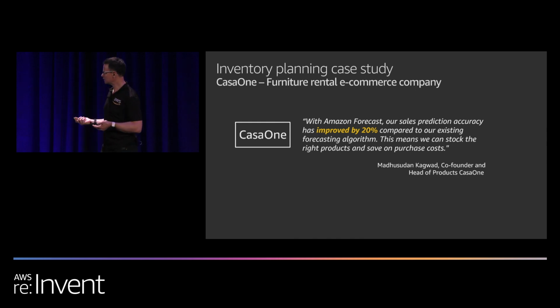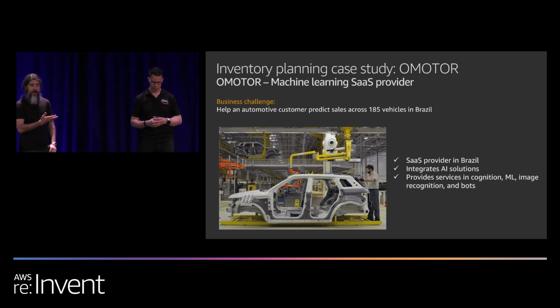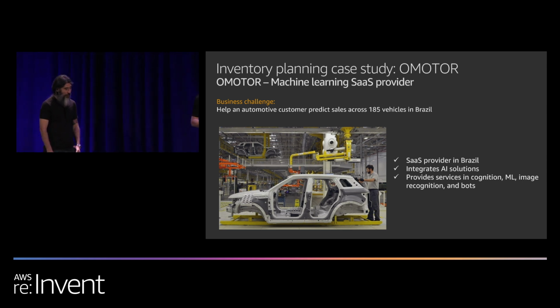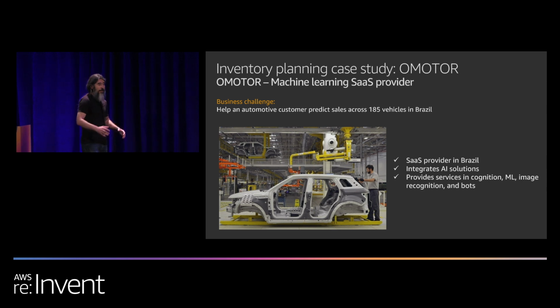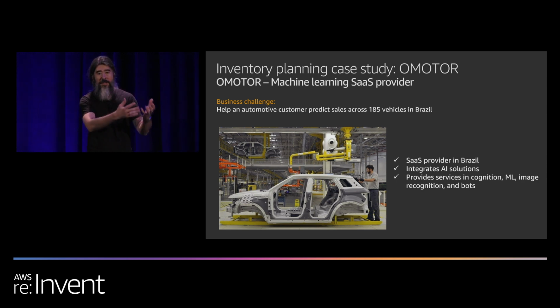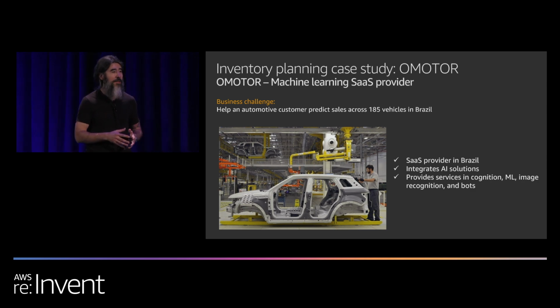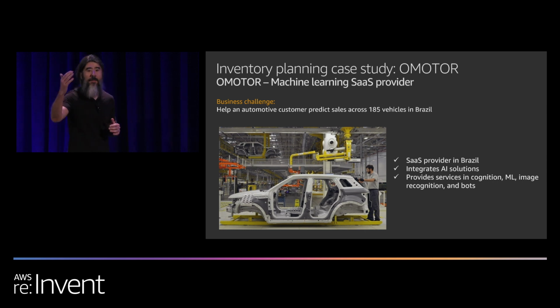Now, Samir, you had an example of one of your customers, didn't you? Yeah, so this is an interesting case. There's a customer called OMOTOR from Brazil. And this customer, they combine different AI technologies into services, and they offer these services to their customers. And they worked with some car dealers there in Brazil to create some forecasting models to predict the sales in the next month.